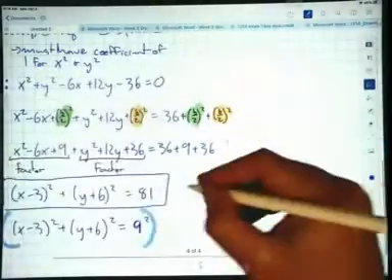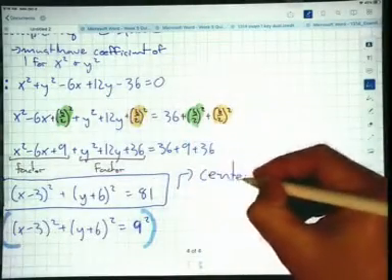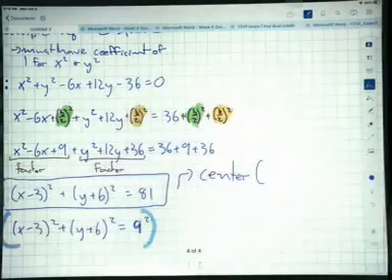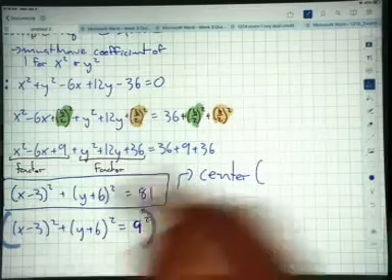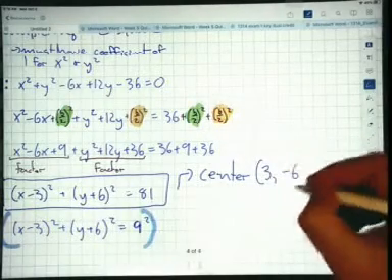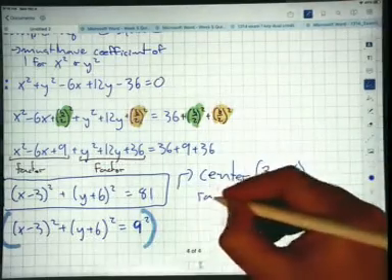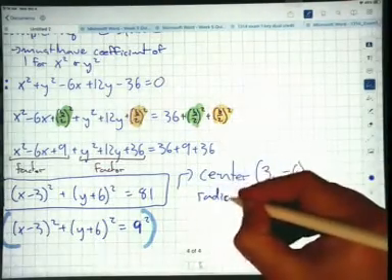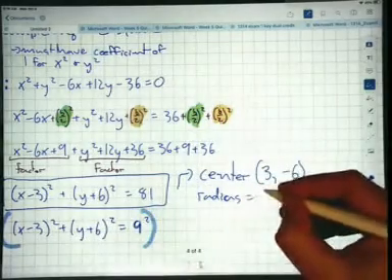So from here I can start doing several things. I can say that the center is at, and the easiest way to do this is to think about what's the opposite of 3. That's going to be positive 3. What's the opposite of 6? Negative 6. My radius, what squared makes 81? That's going to be 9.